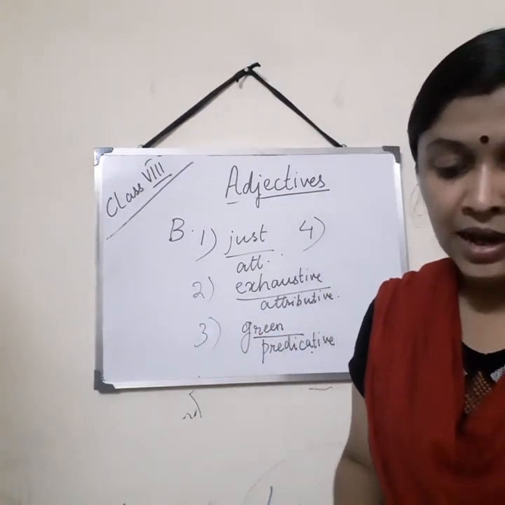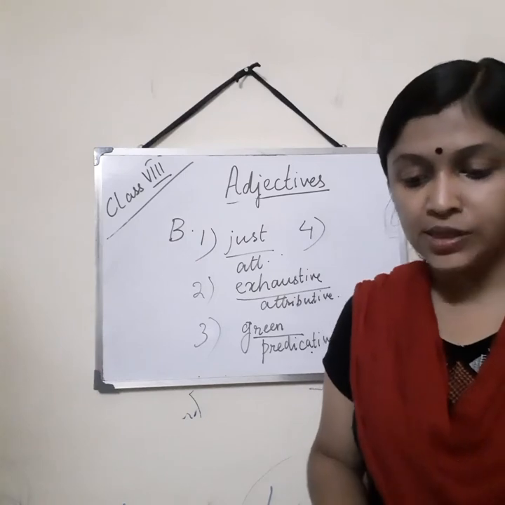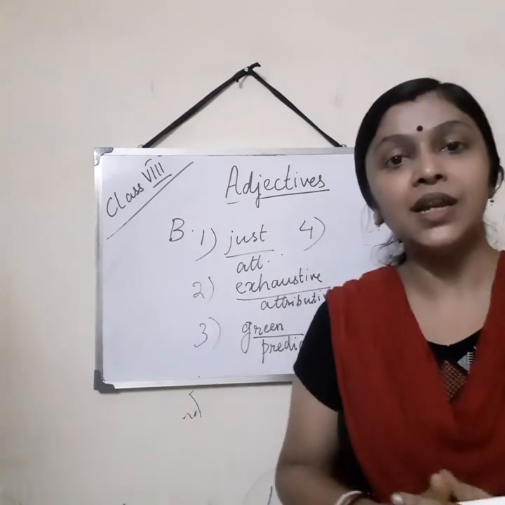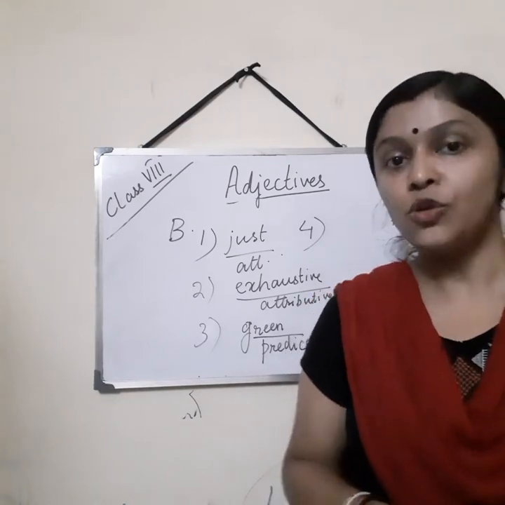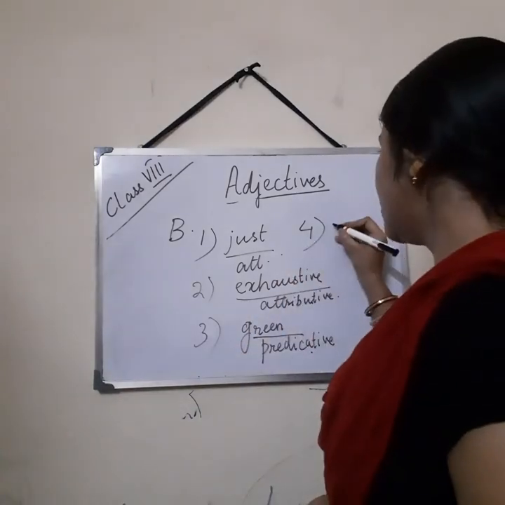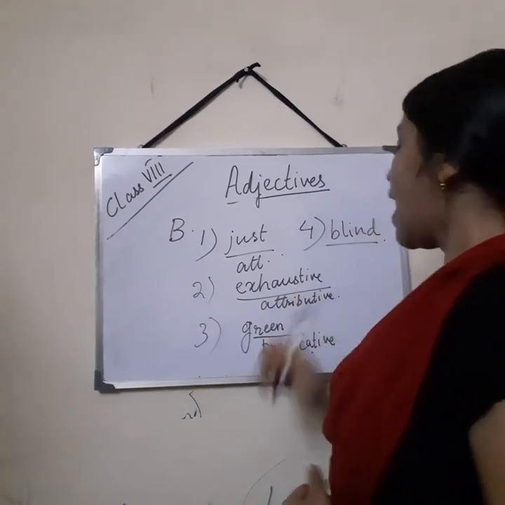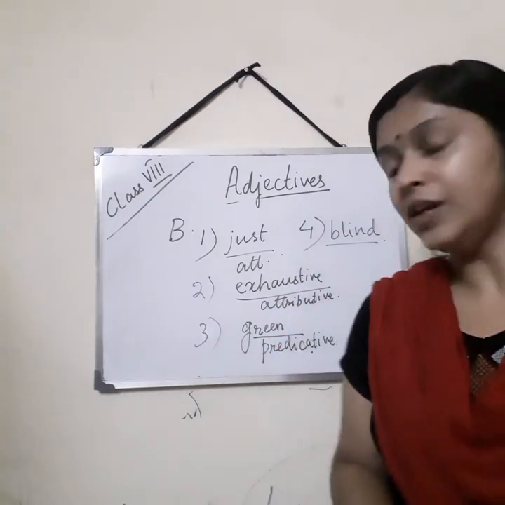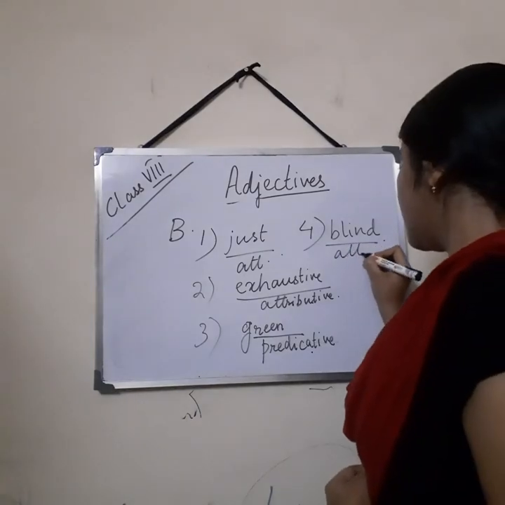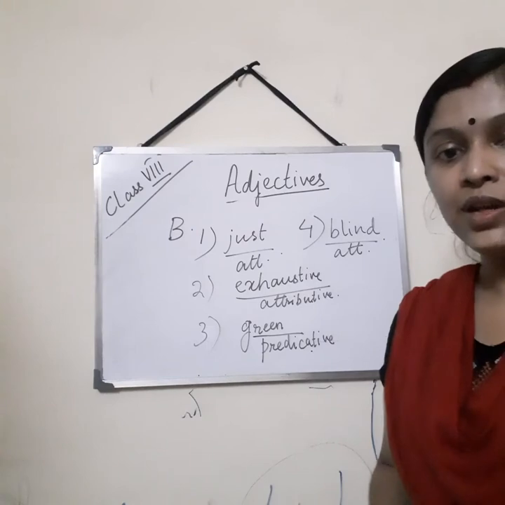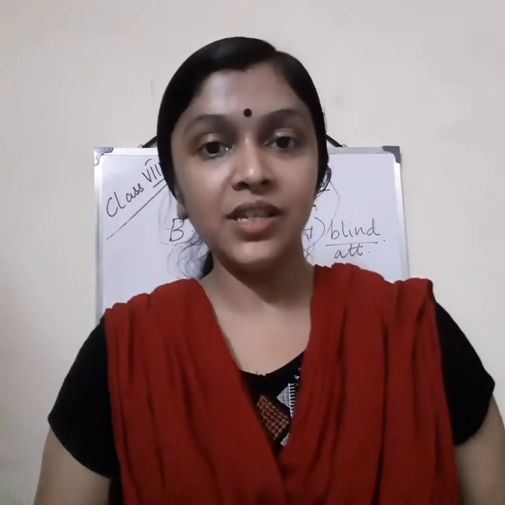Now come to statement 4. Statement 4 is: The blind man managed to cross the street. So blind is describing the man. Okay, it is telling us something about the person. And it is placed in front of the noun. So blind will be the attributive position. Okay, so you can write attributive just below blind. So this is all about exercise B.